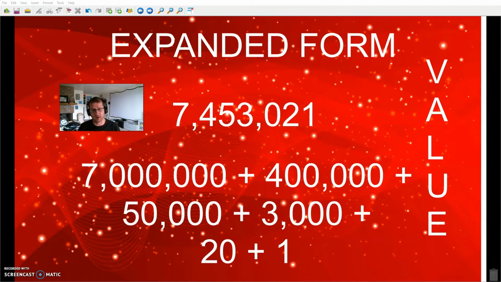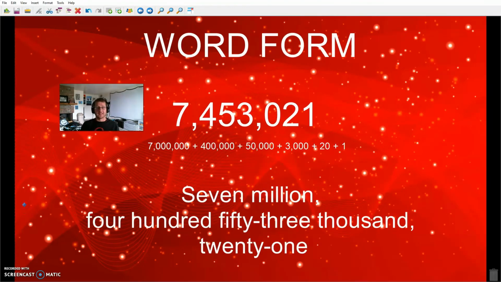If I were to add together 7 million plus 400,000 plus 50,000 plus 3,000 plus 20 plus 1, my answer would be the standard form, 7,453,021. That takes us to word form, 7,453,021, right down there. When we talk about word form, we're talking about spelling out the words we are saying.